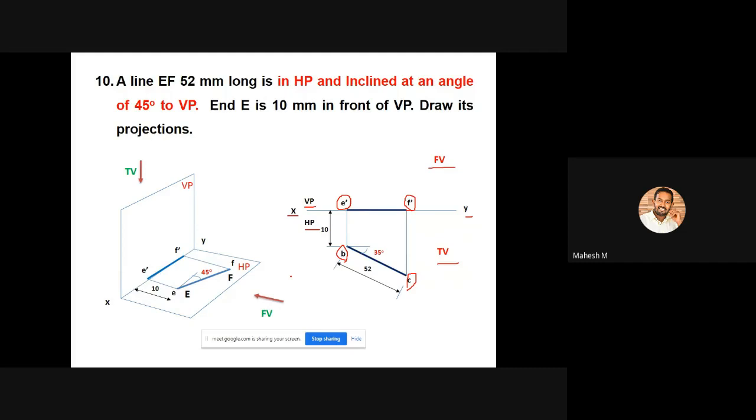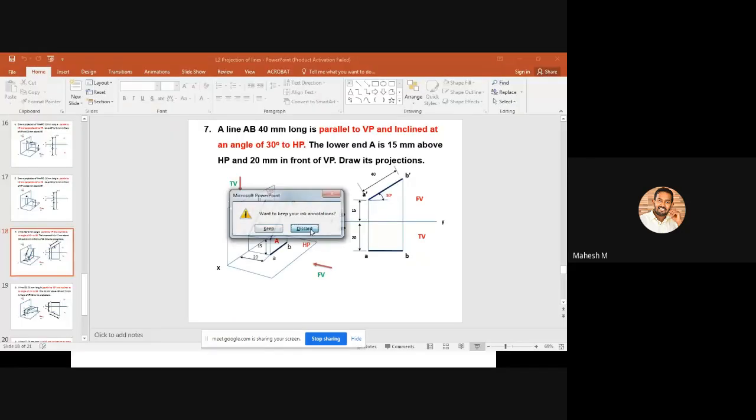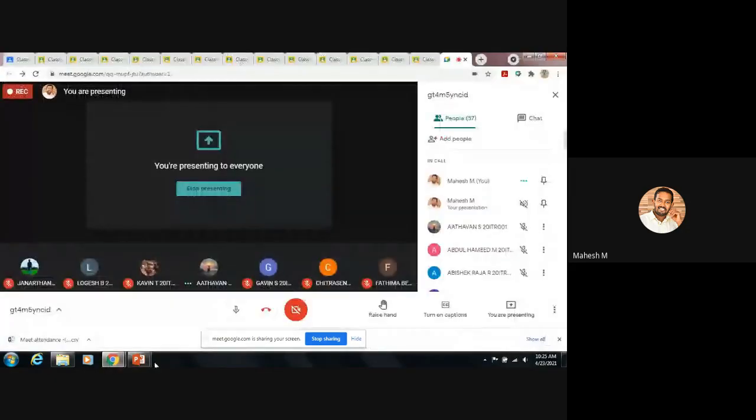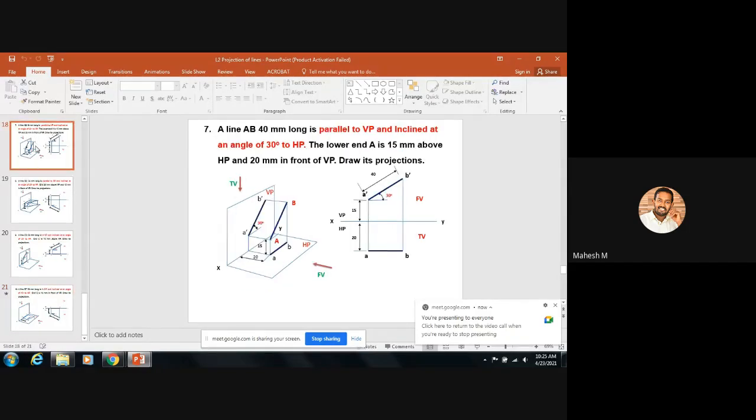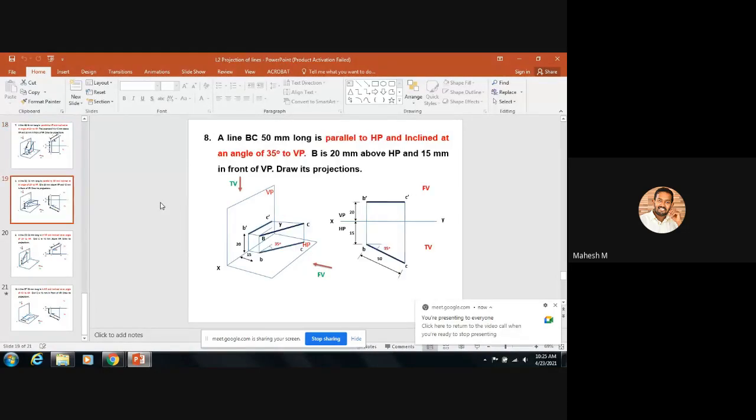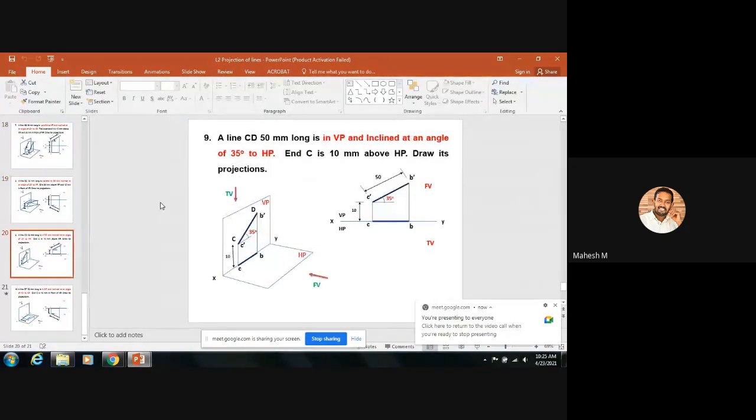Okay. Any doubts? Any other doubts? Okay, now please remember one thing. Today you will be having a classwork. In that classwork, you have to draw this 7th problem, 8th problem, 9th problem, and 10th problem.